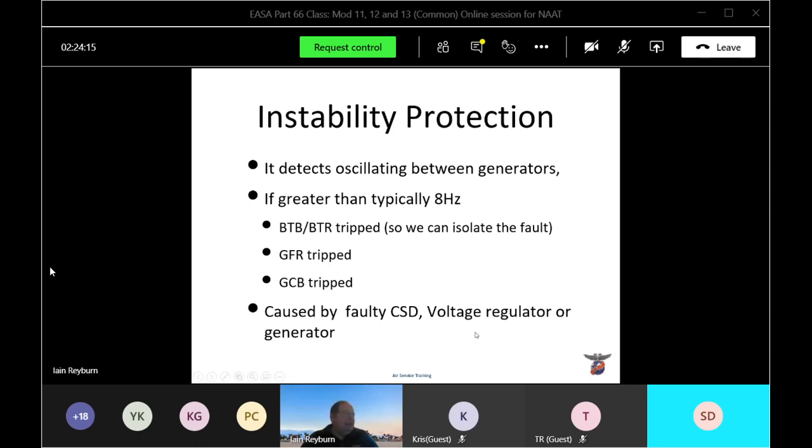To be honest, it could be caused by anything. It could be the constant speed drive unit, or the voltage regulator, or the generator itself. So what is instability protection, or what is frequency instability? It is anything greater than 8 Hertz between the generators. How do we diagnose that fault? We open up in sequence the bus tie breakers for each generator. If the fault clears when we open up that bus tie breaker, we know which generator has the problem. We can take it offline by removing the excitation field and tripping the GCB.